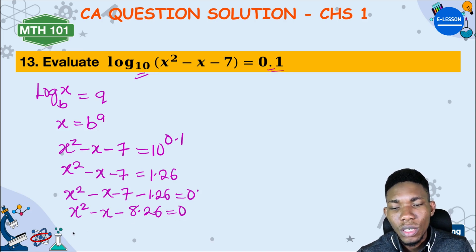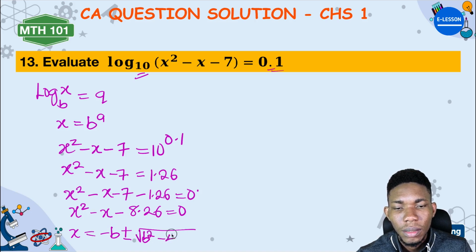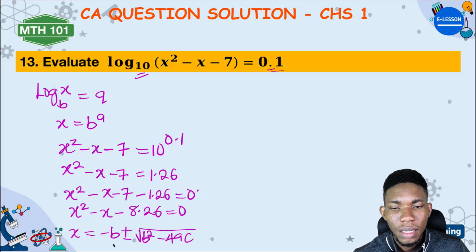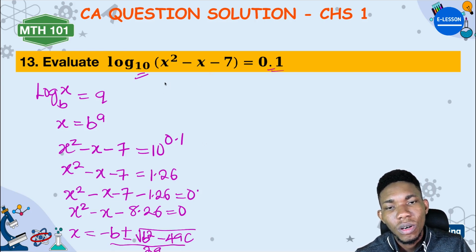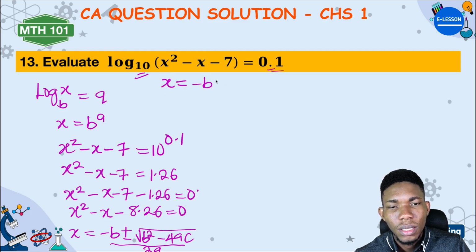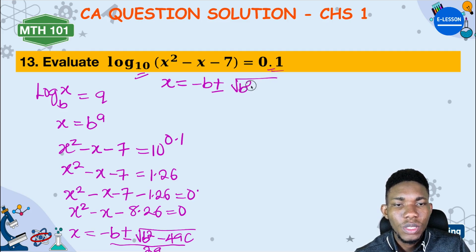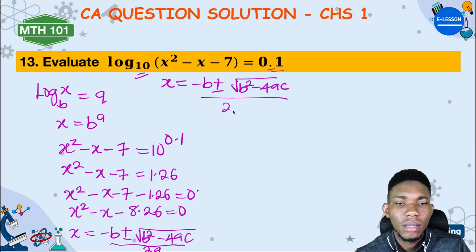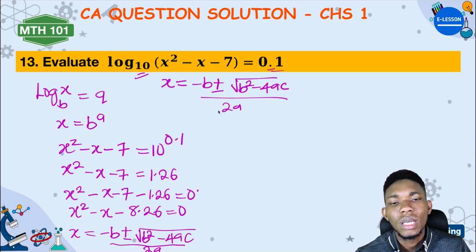Now we are going to use the quadratic equation formula to solve. x will be equal to minus b plus or minus the square root of b squared minus 4ac, all over 2a. Let me put it up here. The quadratic equation says x is minus b plus or minus the square root of b squared minus 4ac all over 2a.